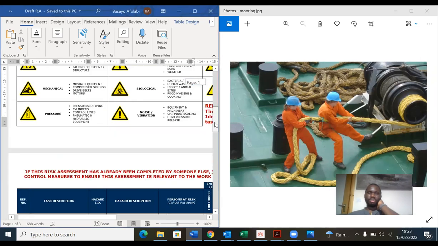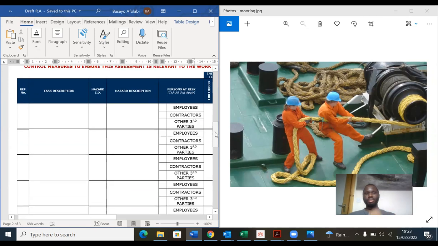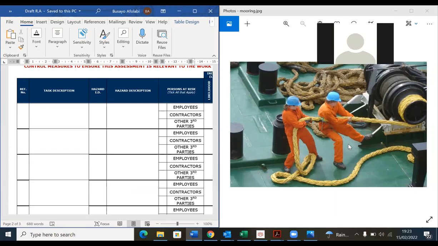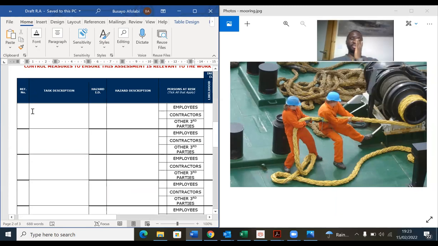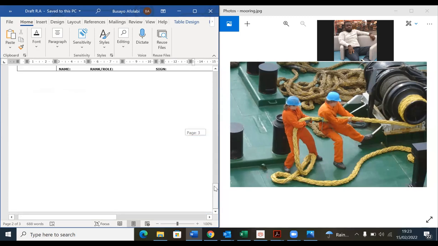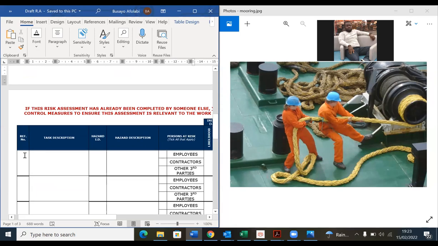Can everybody start? What's the first hazard? So we can start mentioning our hazards here. The first thing we do in a risk assessment, like Captain Joshua said, is the hazard. So just tell me and I'll start writing it down. Captain Joshua, over to you, sir. Okay, so can we start assessing the hazard here? What hazard can we see from this operation?